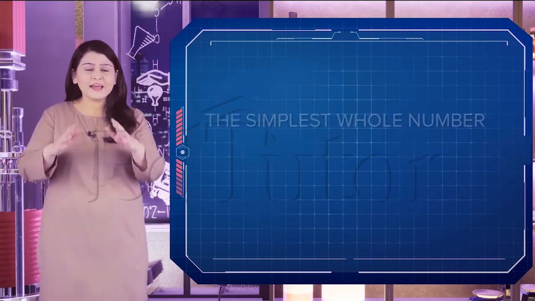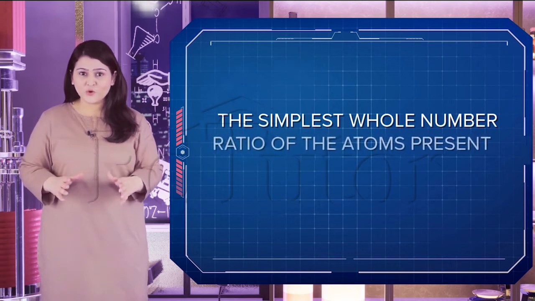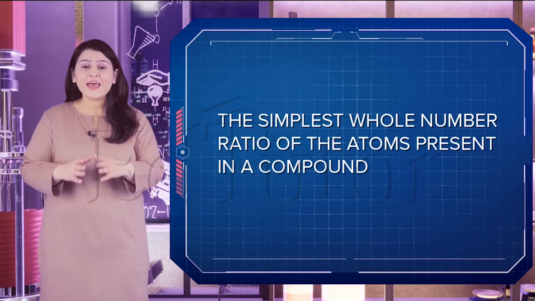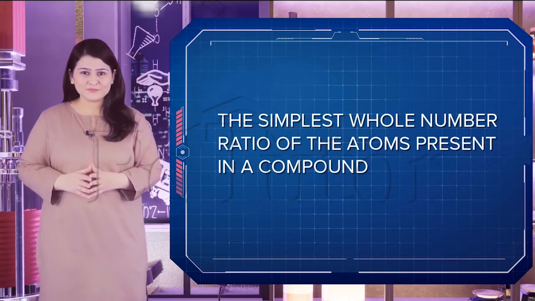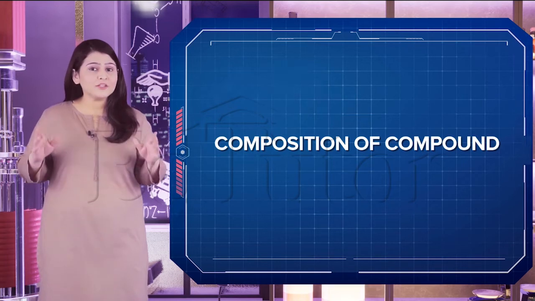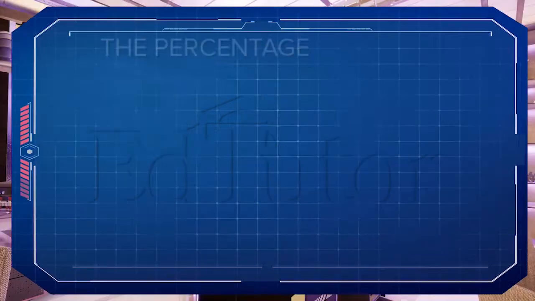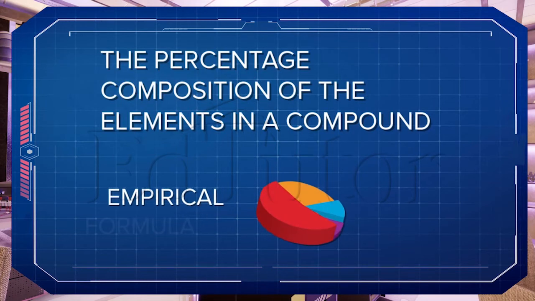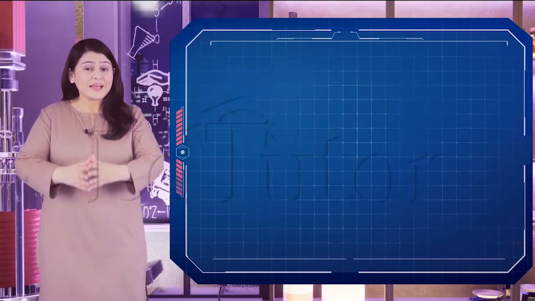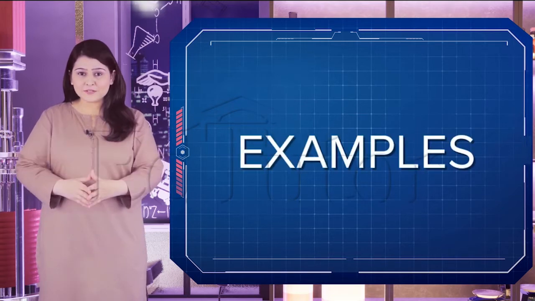You can say that the simplest whole number ratio of the atoms present in a compound is known as empirical formula. If you know the percentage composition of each element of a compound, then you can easily calculate the empirical formula of that compound. Okay, let's have a look at some examples.